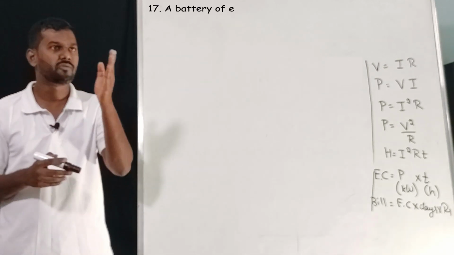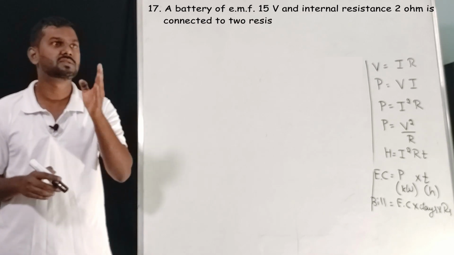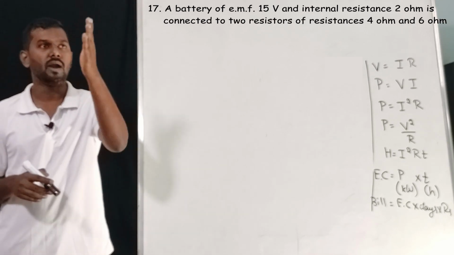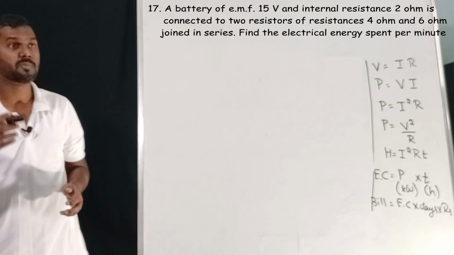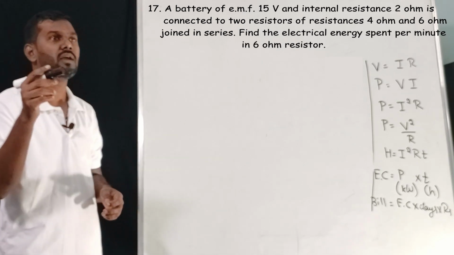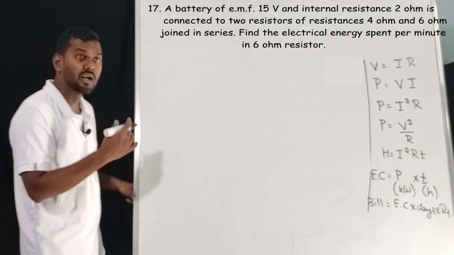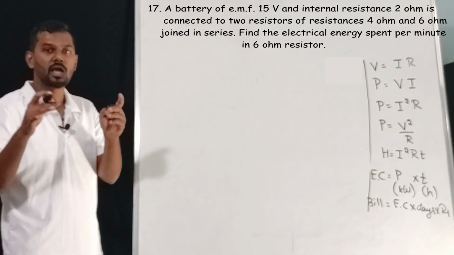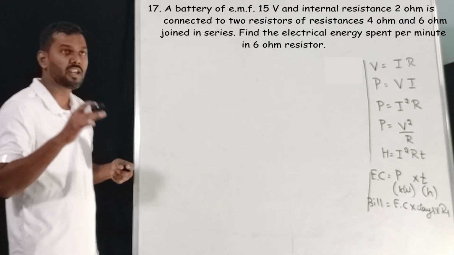A battery of EMF 15 volts and internal resistance of 2 ohm is connected to two resistors of resistance 4 ohm and 6 ohm joined in series. Find the electrical energy spent per minute in the 6 ohm resistor. Okay, listen. First we'll write the data and also the diagram. The diagram will help us to find the answer. They are not asking for the diagram, but it will definitely help us.